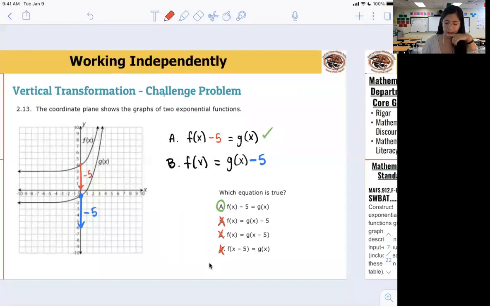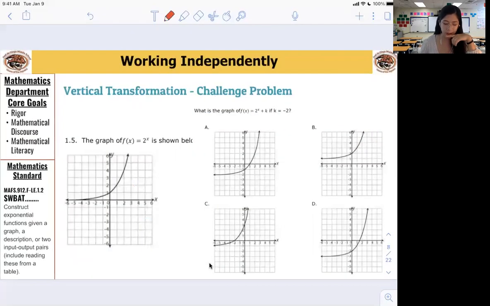Okay, let's do another one. So in this case, the graph of f of x equals 2 to the power of x is shown below. What's this equation again? What's that called? This one's a special one. Parent function. Yeah, this is our parent function.